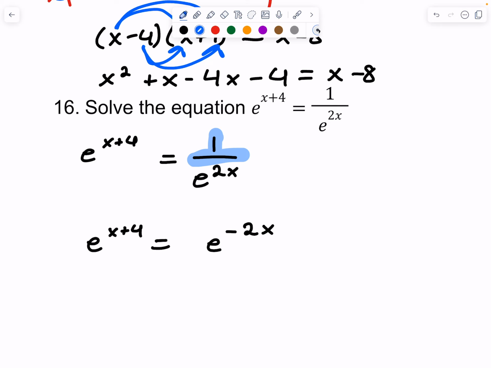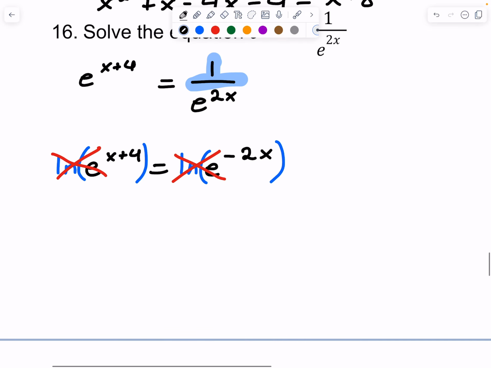So what I can do is undo the exponential on both sides. Well, to undo e to the, you use natural log. So I'm going to take the natural log of both sides. Natural log and e will cancel each other, and we're left with x plus 4 equals negative 2x.